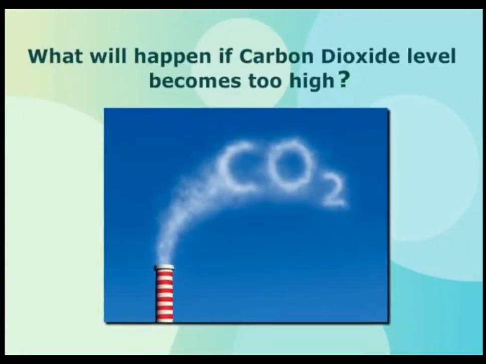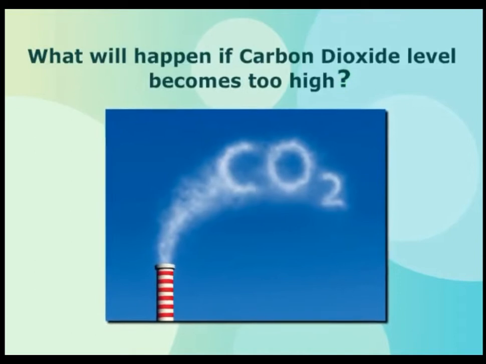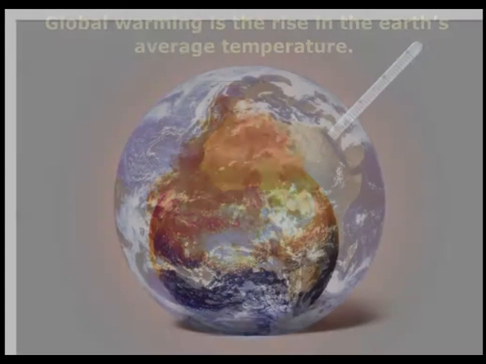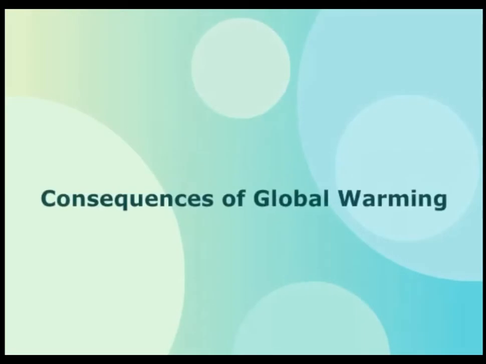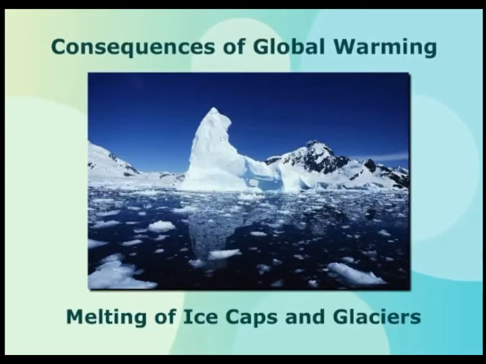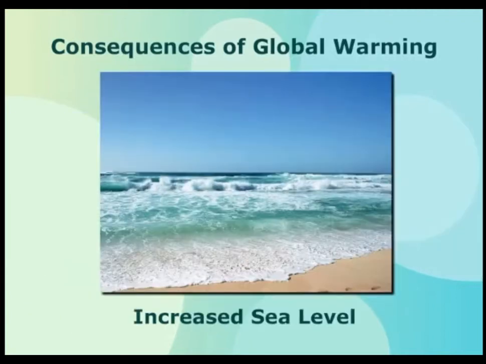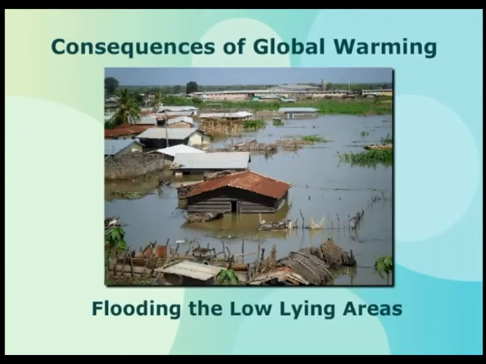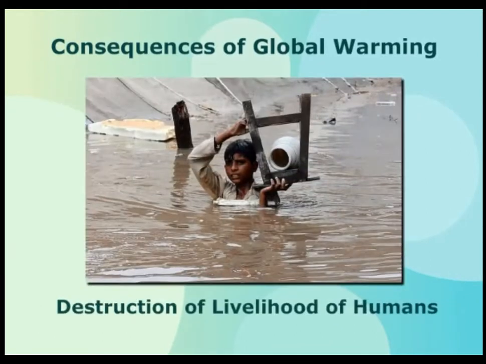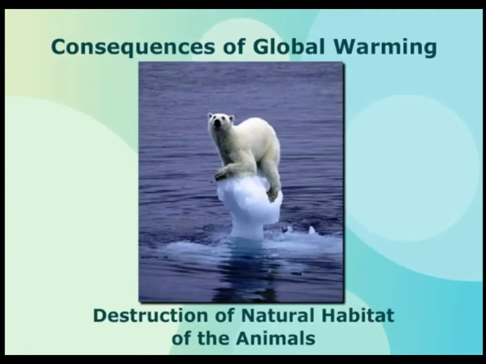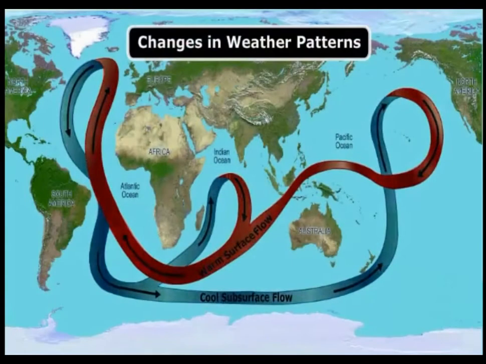Can you think what will happen if the carbon dioxide level becomes too high? Well, it will cause global warming. Global warming is the rise in the Earth's average temperature. Global warming has many consequences like melting of ice caps and glaciers, causing sea level to rise and flooding the low-lying areas. This can destroy the livelihood of humans and the natural habitat of the animals. Moreover, it will affect the world's weather and climate.